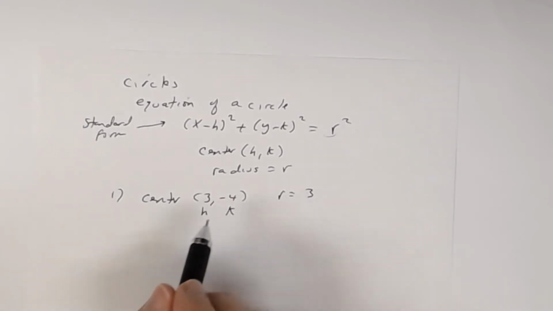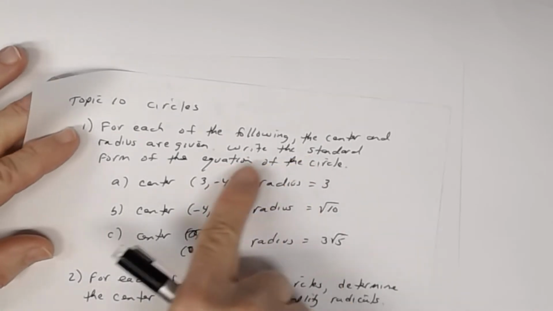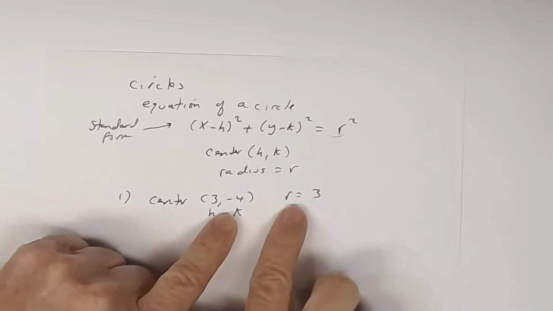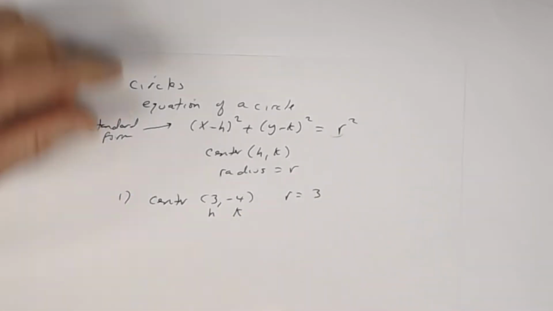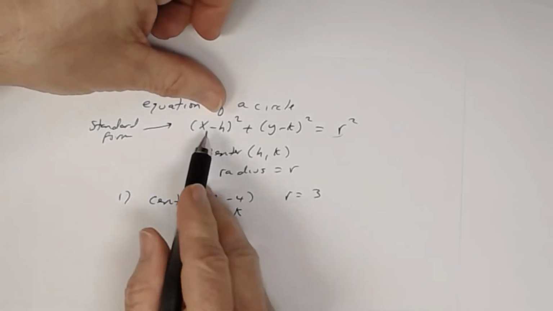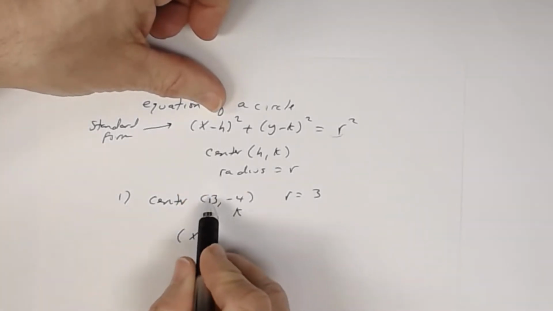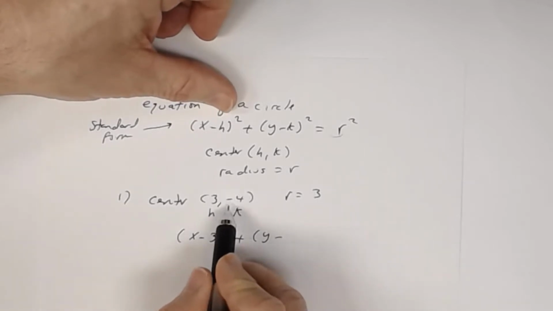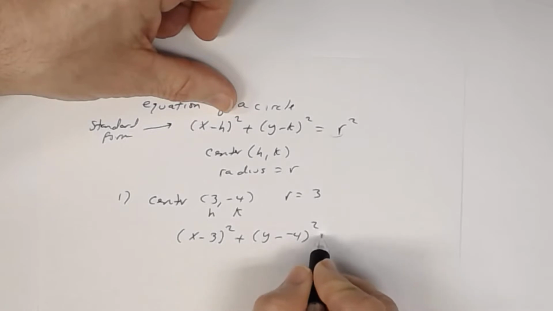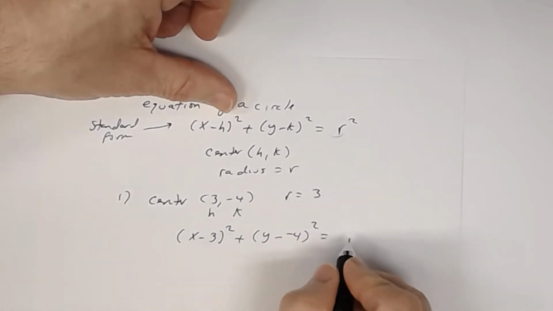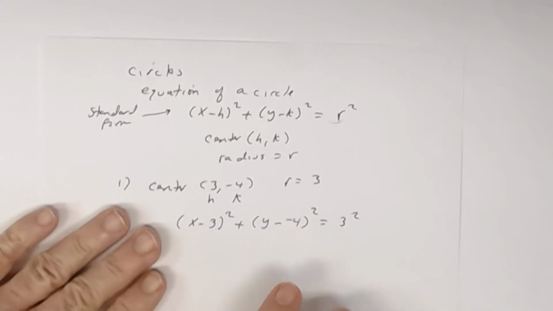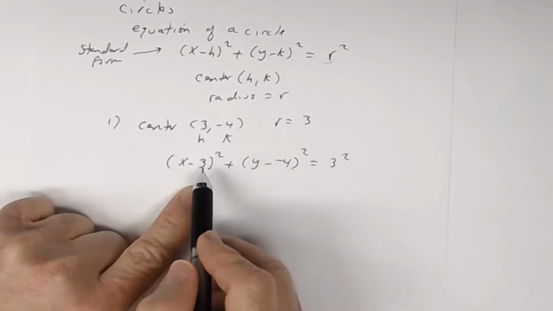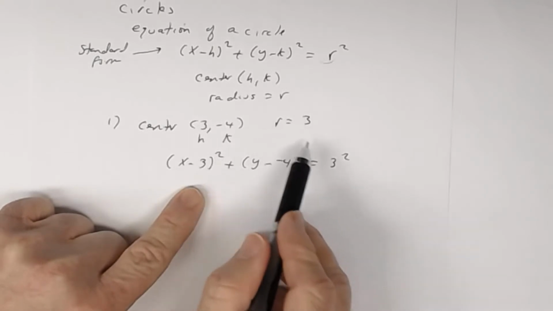That's the center of the circle, and here's r. All you do for this one, writing the standard form of the equation of a circle, is take these numbers and plug them into the equation. Watch how simple this is. You're going to say (x - 3)^2 + (y - (-4))^2 = 3^2. All I did at this point was substitute my values: h is 3, k is -4, r is 3.